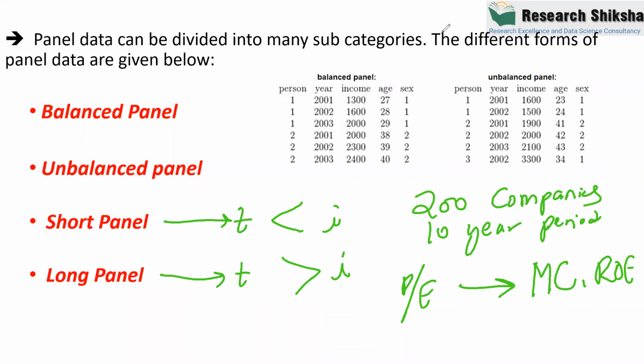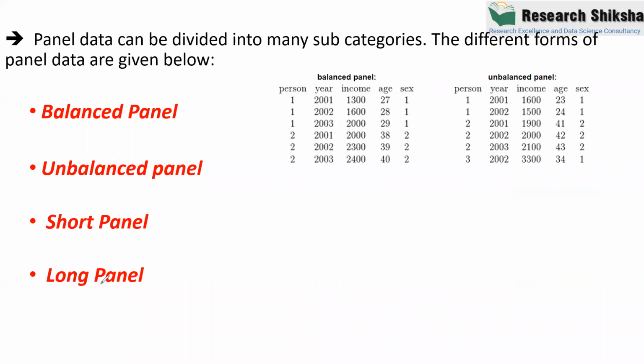So in this way, we can define the short panel and the long panel. In short panel, time period is less than the number of cross sections. In long panel, time period is more than the cross sections. So I hope you have clarity between all the four, so that we can move further.